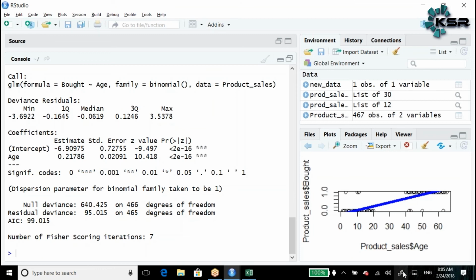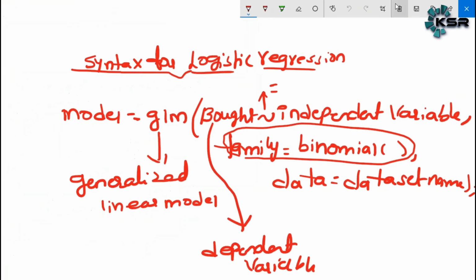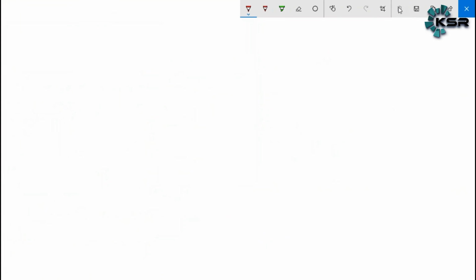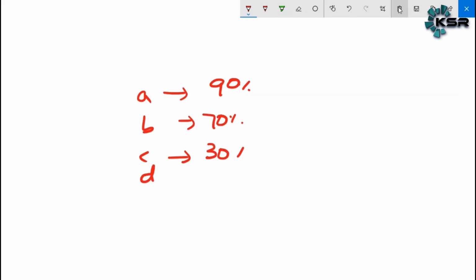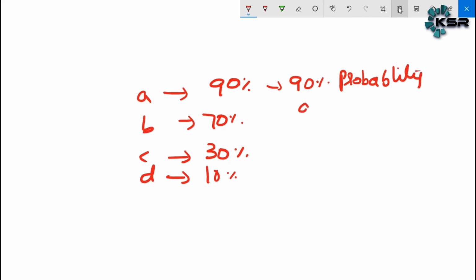Let's say we have the first records A, B, C, D. Assume these are customer IDs. A's probability value is 90%, B's probability value is 70%, C's probability value is 30%, D's probability value is 10%. Like this we assume. Here I said that with 90% probability, customer A will buy the product.